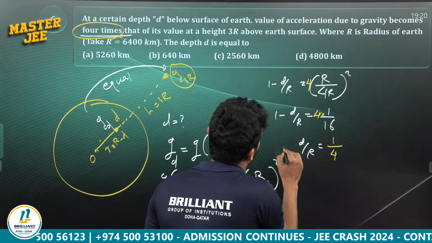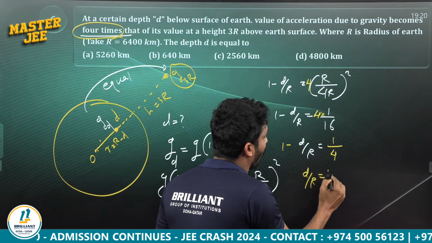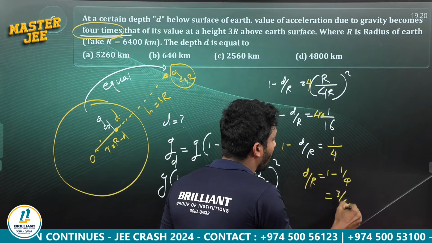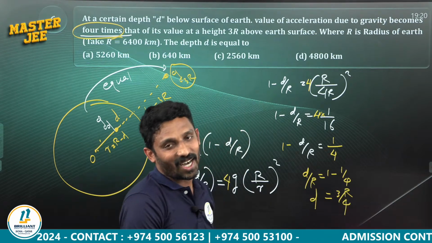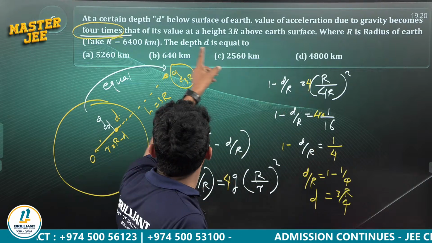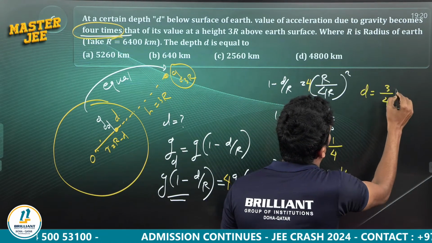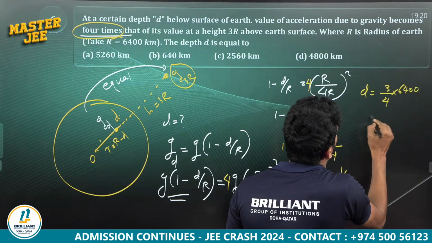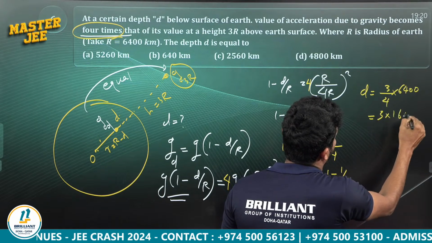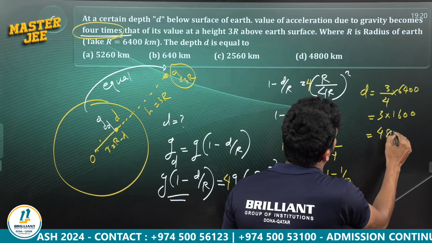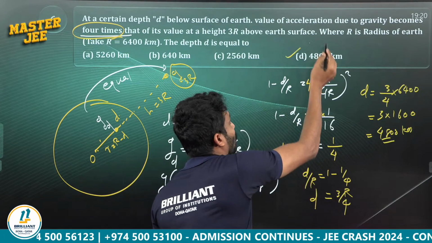Okay, this 1 minus d by r is 1 by 4 only, means this d by r is equal to 1 minus 1 by 4, it is 3 by 4. So the d value is equal to 3r by 4. And the r value, given as 6400, is a known value. So d is equal to 3 by 4 of 6400. Clear? 6400 by 4 is 1600. So this is 3 into 1600, that is equal to 4800 kilometer. Isn't it? 4800 kilometer is the answer of the question. Okay.